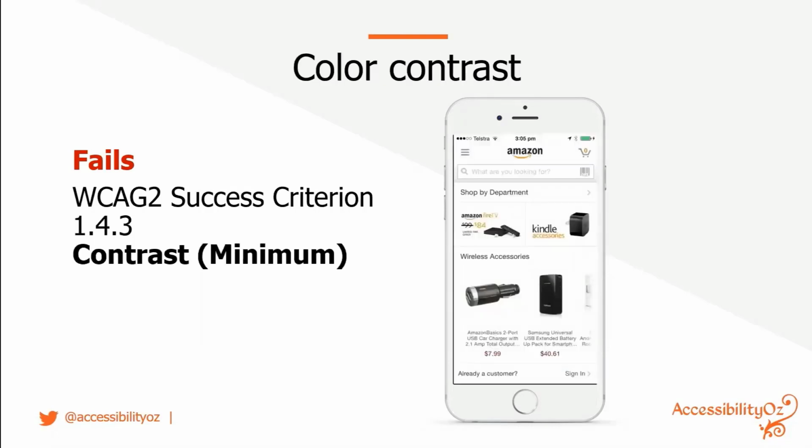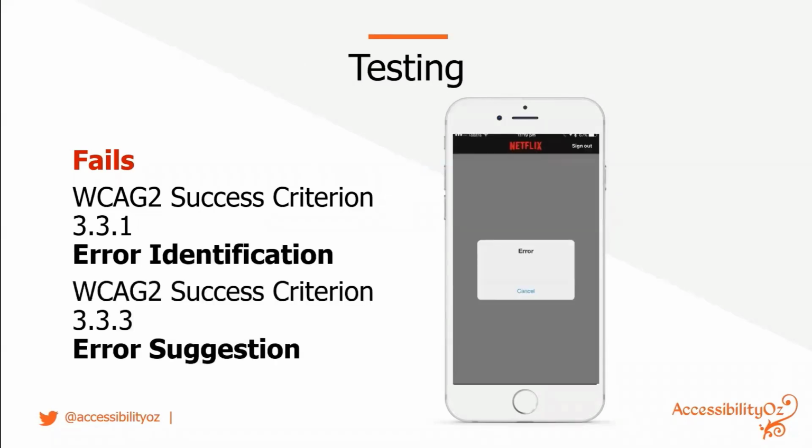Another one that we still see a lot actually is failure here against WCAG 2 success criterion 1.4.3 contrast minimum. As you can see, the thing that you're most likely to use when you go to an Amazon page, the search bar, is grey text on a grey background, and a lot of people miss that. This here is a failure of 3.3.1 error identification and error suggestion. This is Netflix. I would often, when I travel, get this error, which says error. That's it. Doesn't say anything else. And that's not particularly helpful.